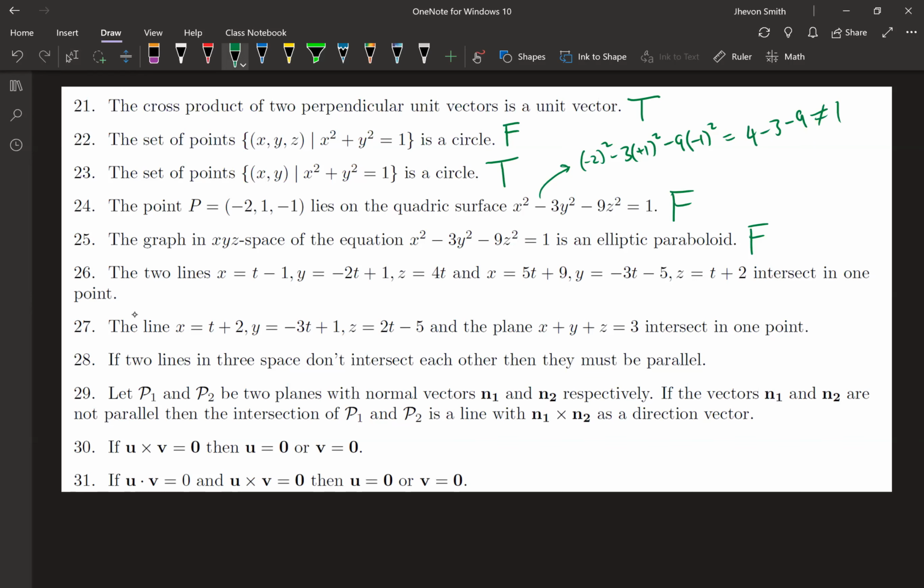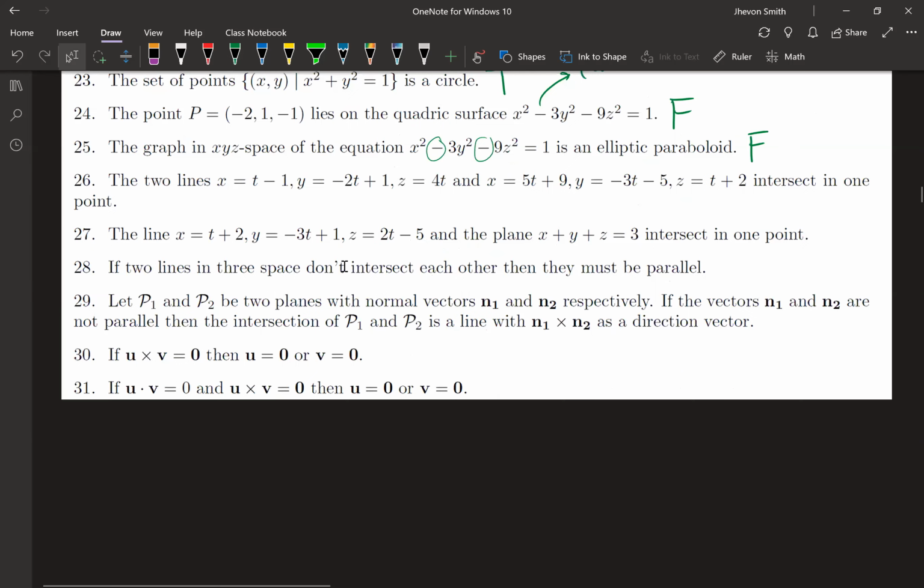Right there, you can actually see with the negatives there, you're going to get a couple hyperbolas in play. In fact, this looks like a hyperboloid of 2 sheets or something like that. It's not an elliptic paraboloid for sure, because with the elliptic paraboloid, one of the variables would not be squared, and then it would be equal to the sum of some squares of the other two. So that is what gives you an elliptic paraboloid.